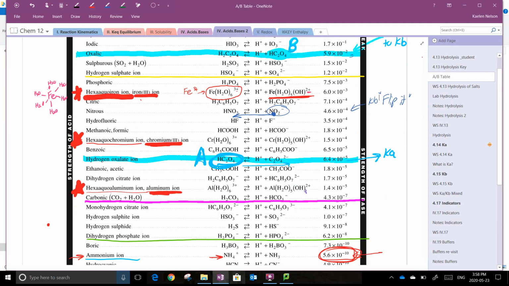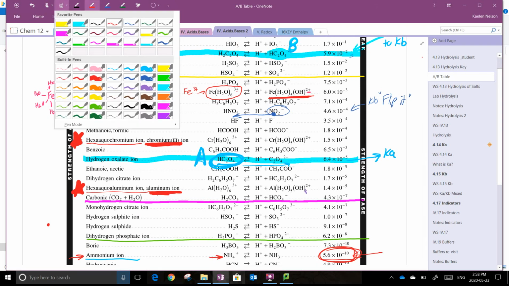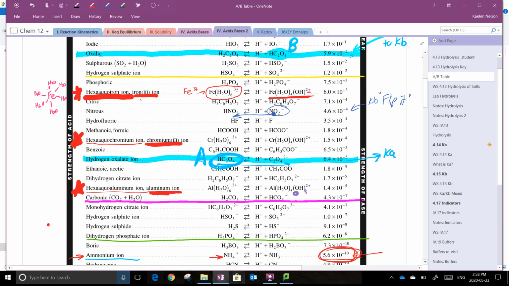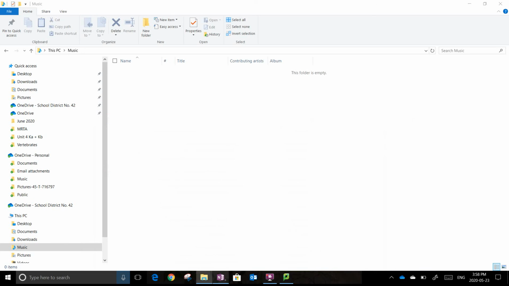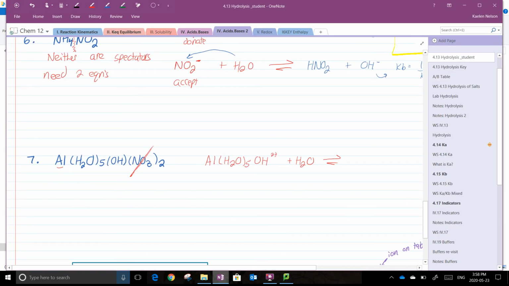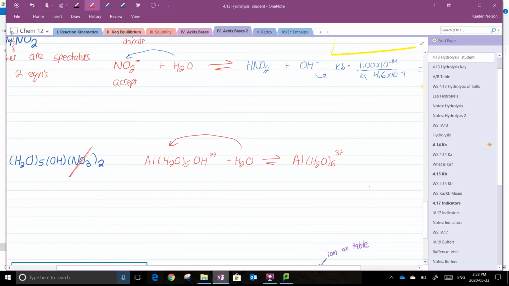Here's my aluminum example down here. I'm going to need a new color. We'll use purple. This is the ion here that I'm starting with, and I'm going to be going backward. So Al(H2O)6 is where I'm finishing. Okay, so this will make Al, so my H is going that way, Al(H2O)6 3 plus. Copied exactly off the table. And I donated an H to get there, so this is OH minus, and this solution is basic.